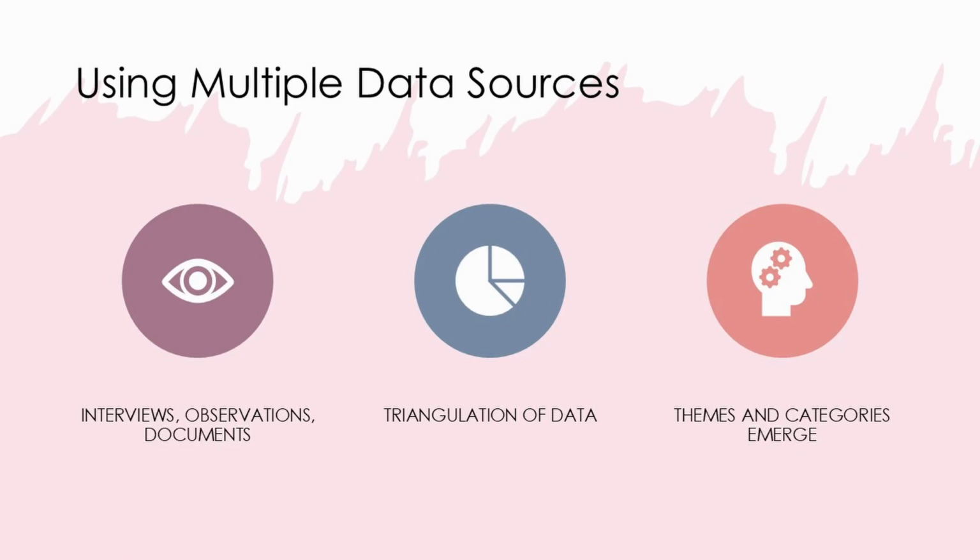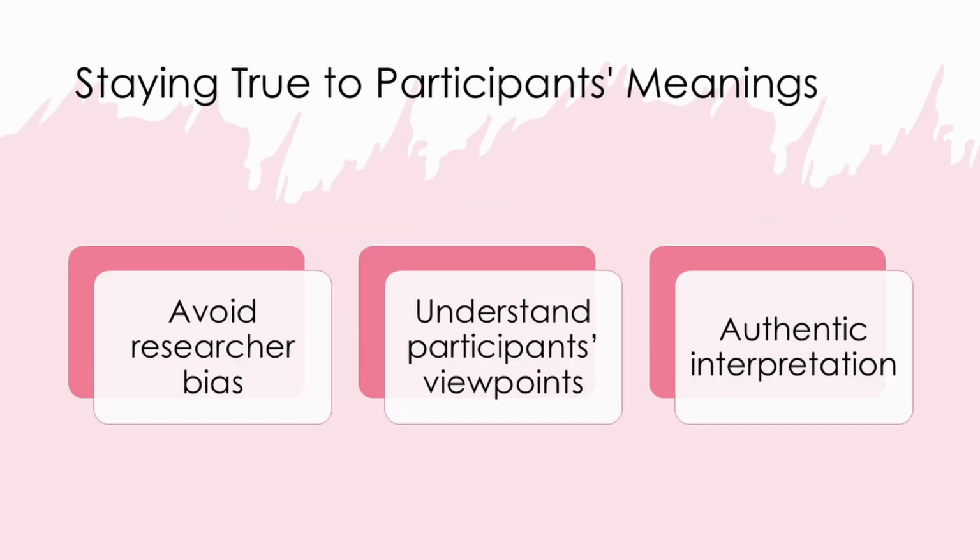Using multiple data sources. Qualitative research relies on multiple sources of data. These can include in-depth interviews, direct observations, field notes, documents, photos, and recordings. By collecting data from various sources, researchers can triangulate their findings, that is, compare and contrast different perspectives to see if common themes emerge. This strengthens the credibility of the research and allows for a richer understanding of the problem being studied.